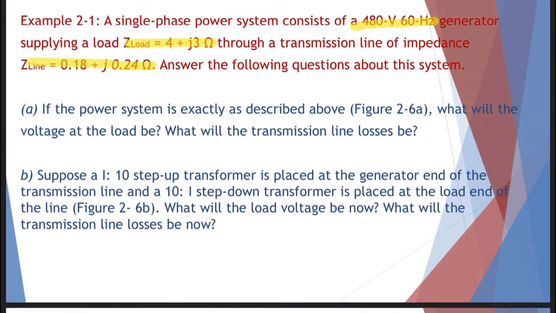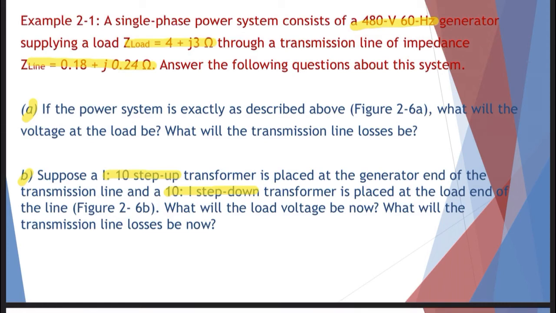Answer the following questions about this system. A, if the power system is exactly as described in figure 2-6, what will the voltage at the load be? What will the transmission line losses be? Next part, suppose a 1:10 step-up transformer is placed at the generator end of the transmission line, and a 10:1 step down transformer is placed at the load end of the line. What will the load voltage be now? What will the transmission line losses be now?